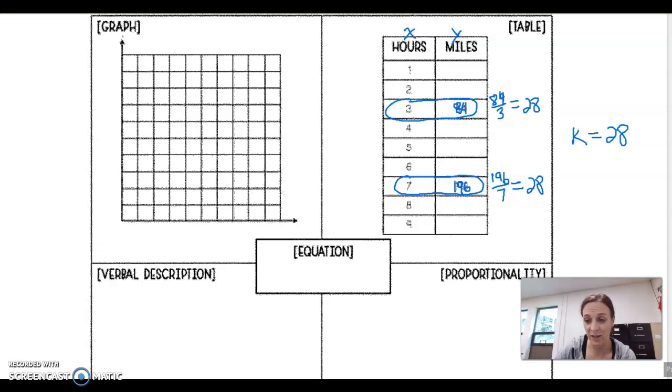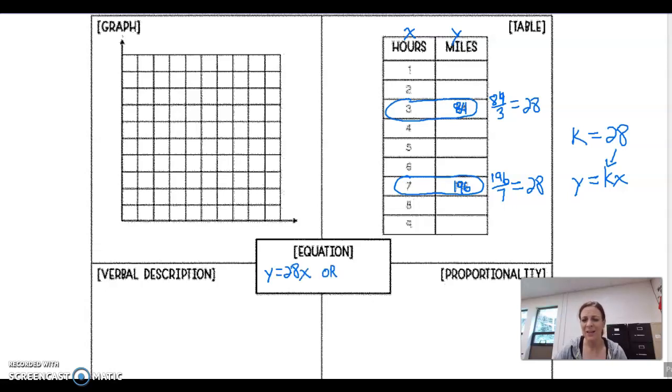Now, I might jump around here a little bit, but you don't have to feel like you have to go in the same order I do. You might jump to write an equation right away. You might be able to write a verbal description right away. Doesn't matter. We're going to do all of them. So I am going to jump to an equation real quick, because remember our equation is whatever k is times our x. Remember our k is what we're multiplying by. So we're just going to go y equals 28 times x.